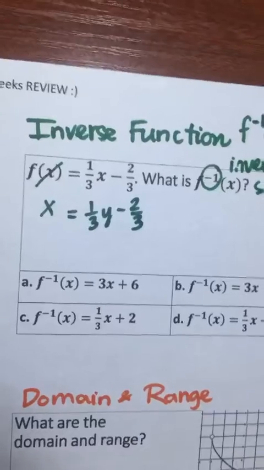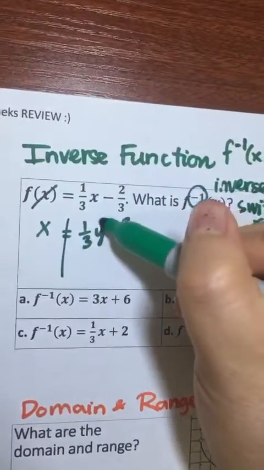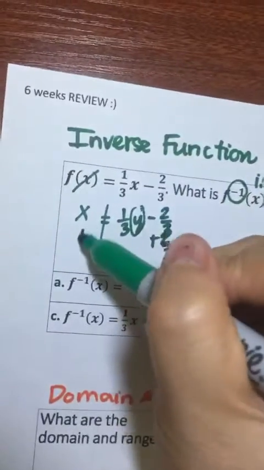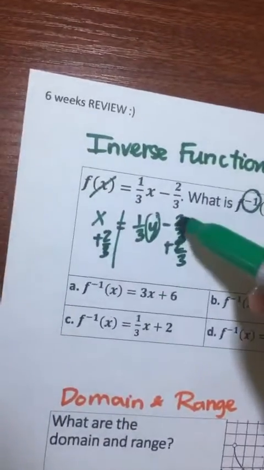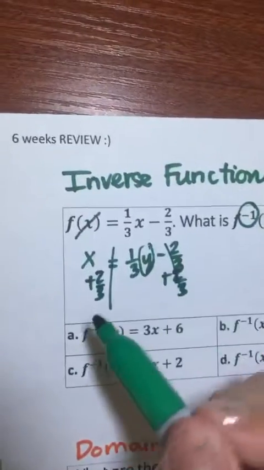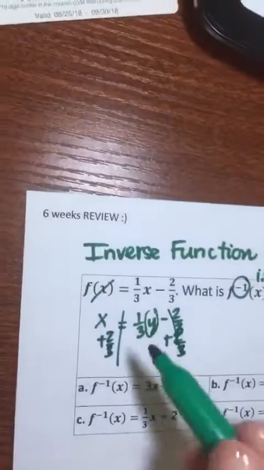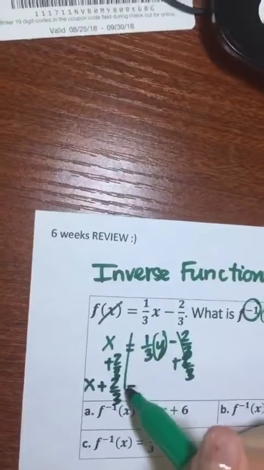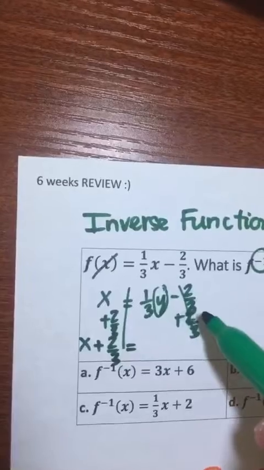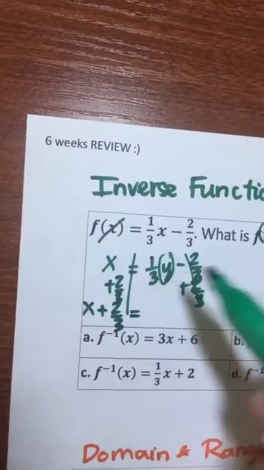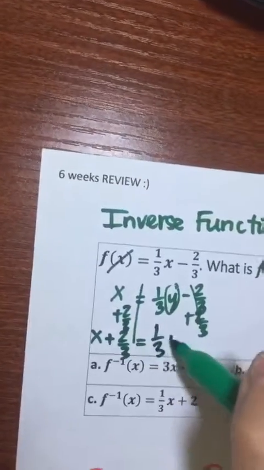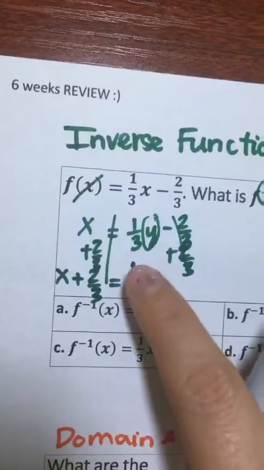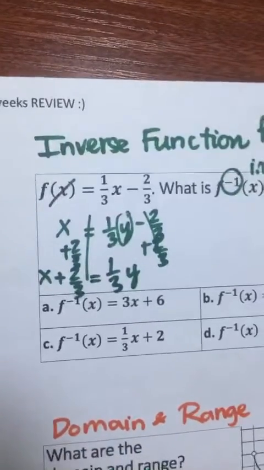What we do is we're gonna add to solve for y right here. So we're gonna add 2 over 3 on both sides, so that you can get everything away from y. Here we have x plus 2 over 3 equals, since we already cancel this one out because it becomes 0, we have 1/3 of y left. At this point, to solve for y, we just divide both sides by 1 over 3.